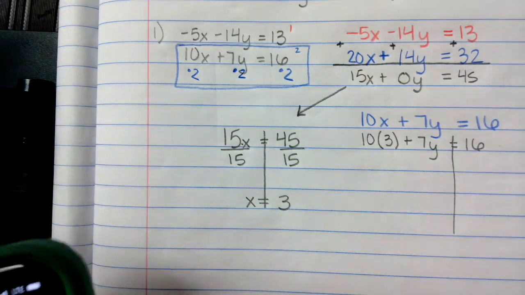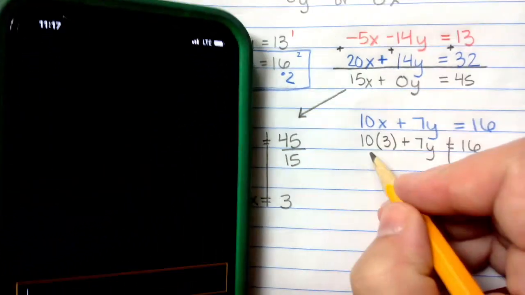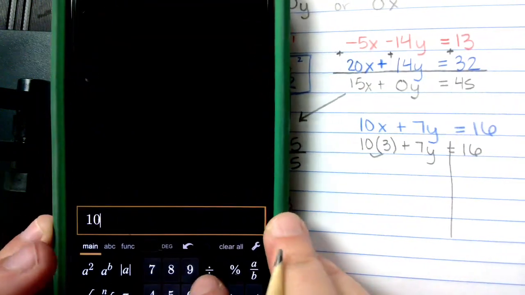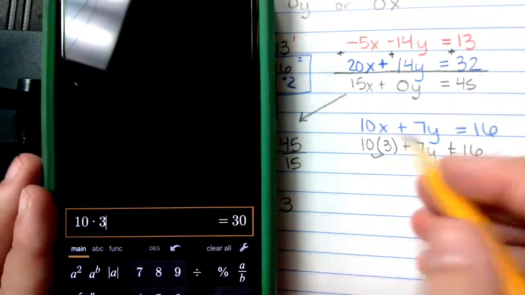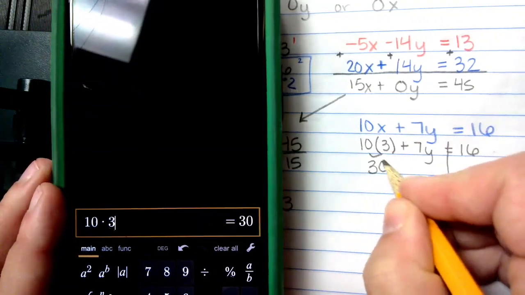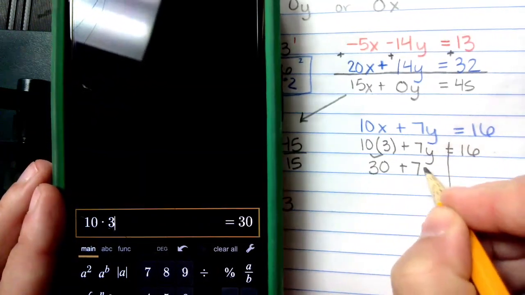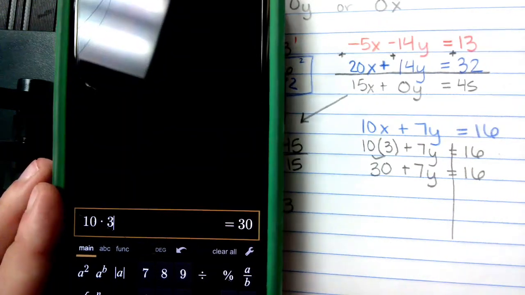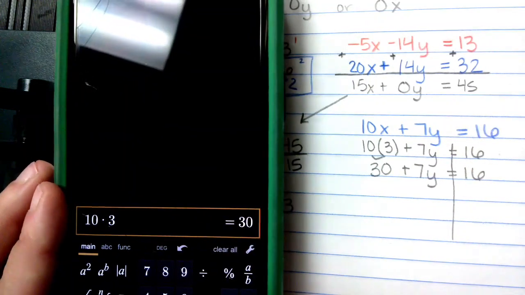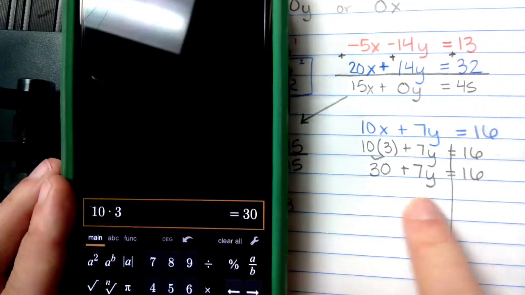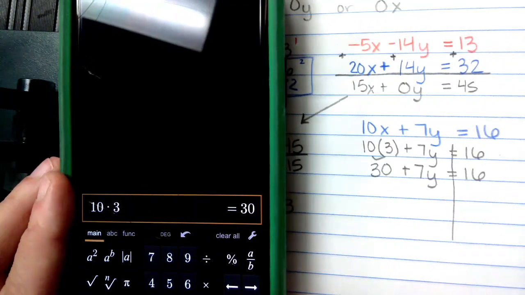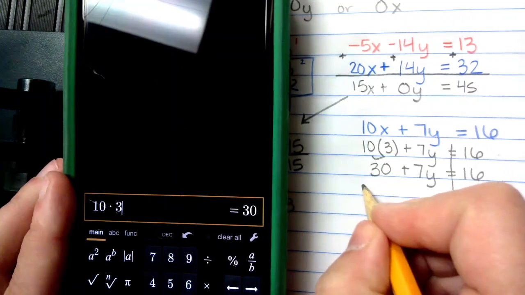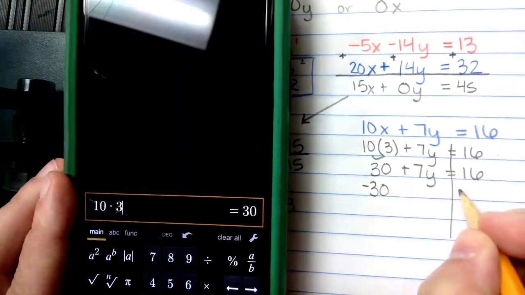Yeah, times what? Yeah, 10 times 3. What is 10 times 3? That's 30. Plus 7y equals 16. Our goal is to get y by itself. So are we going to undo the 30 first or undo the 7? Good. How would I undo that positive 30? Minus it? Good.